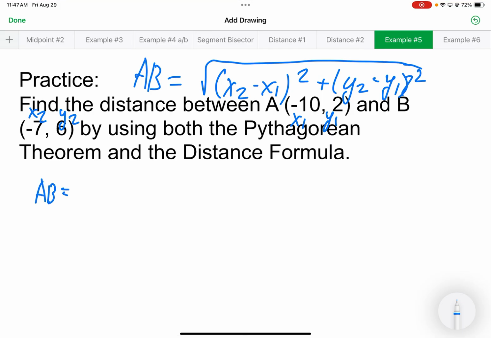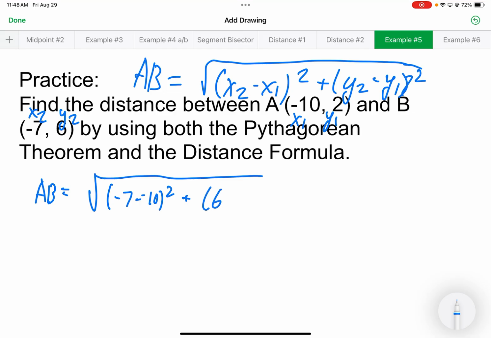AB equals square root of, okay, so I'm going to do x2 minus x1. So that looks like -7 minus -10. And I heard a lot of really healthy conversations about what that is going to equal. Plus, and then let's do the y values. So we did -7 first, right?